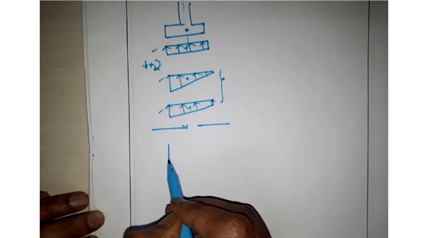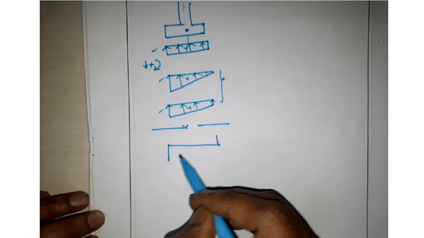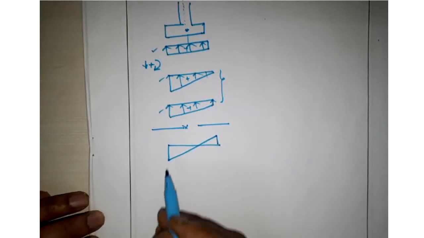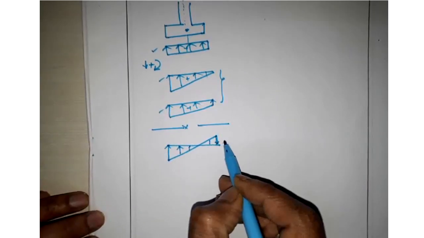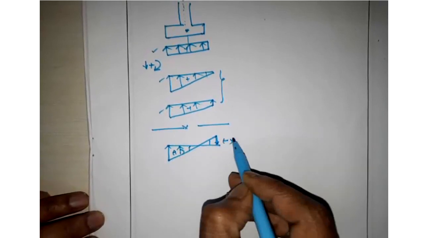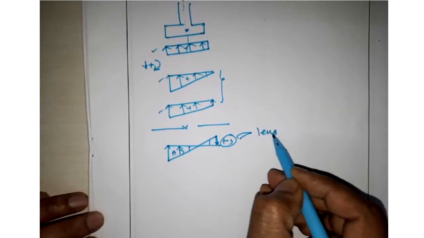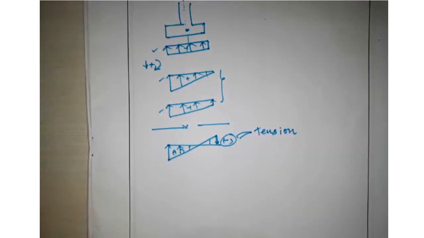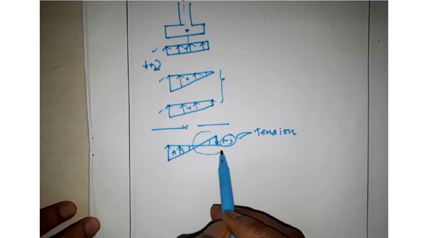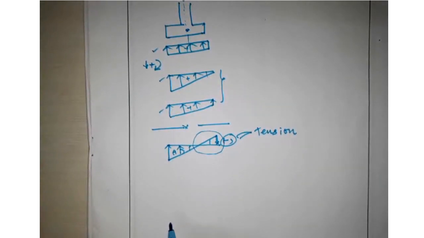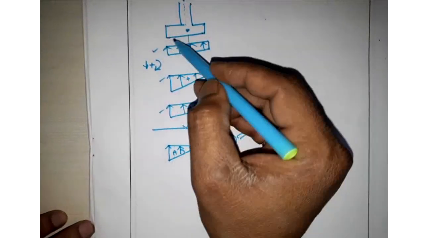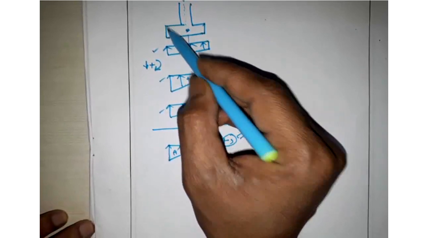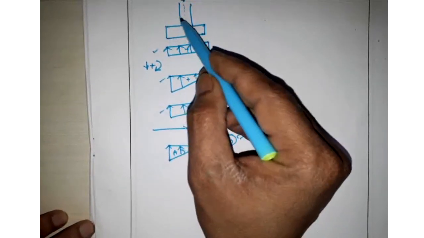One more case is there: the pressure distribution may be like this, where this portion is negative and this portion is positive. When you get negative, it is called tension. Tension means there is a settlement in this part of the foundation. This part of the footing tries to settle, and on the other side the soil tries to push. So the possibility of overturning will be there.